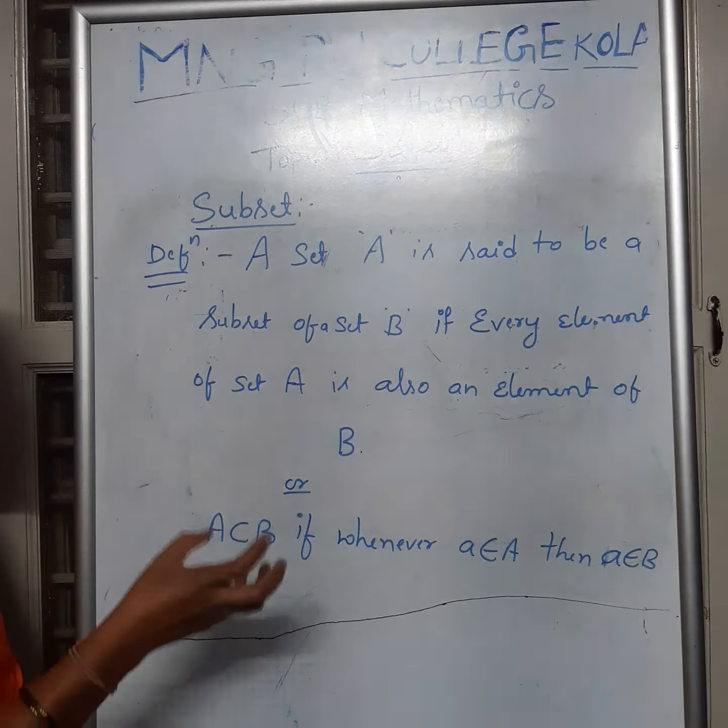So this is the definition. One more time I will tell: the subset definition is, set A is said to be a subset of a set B if every element of set A is also an element of set B. This is the definition of subset. Now you understand by using this example, no?